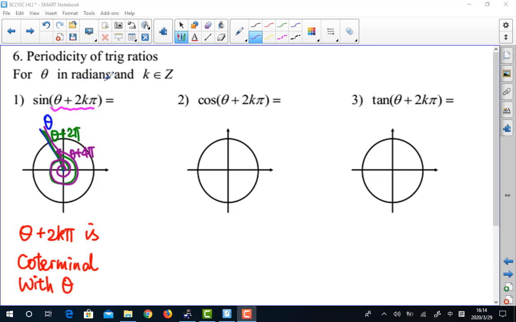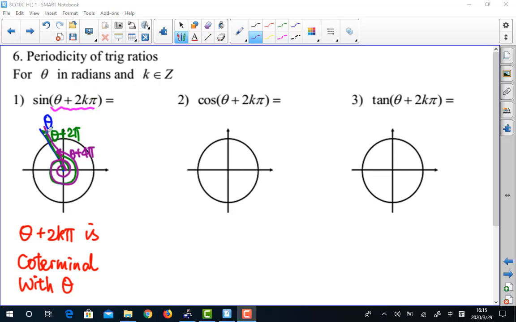For theta in radians and k is an integer, theta also can be in degrees. We still do have the same periodicity of trig ratios. Sine theta plus 2k pi. What is sine theta plus 2k pi? K can be any integer.